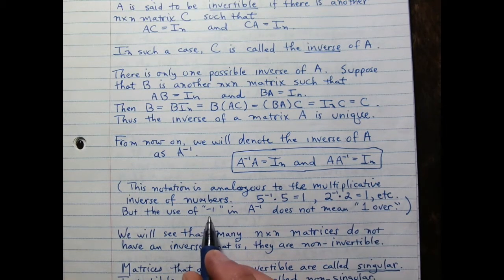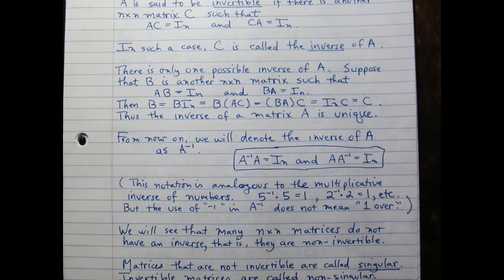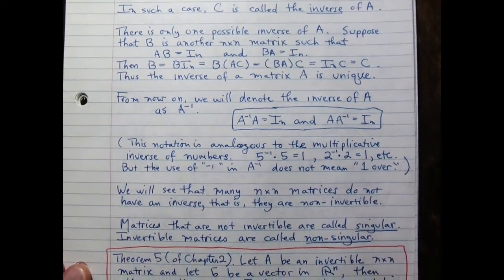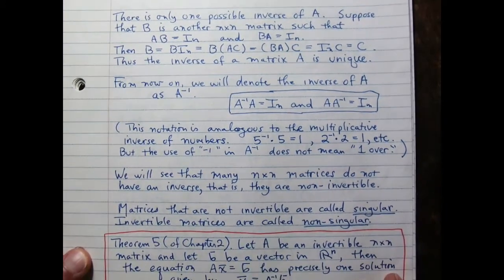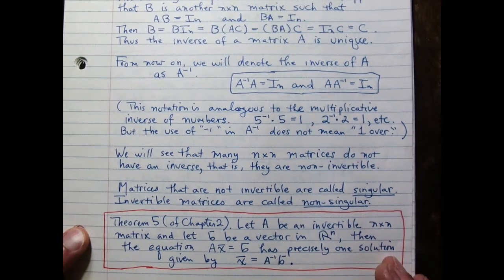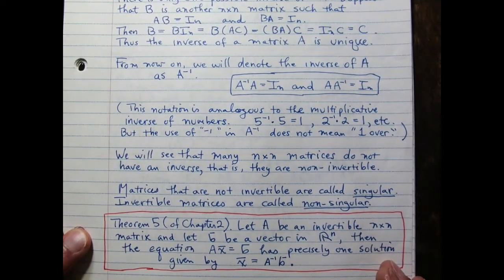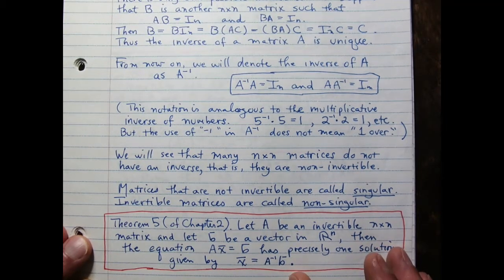But the use of the minus 1 in A to the minus 1 does not mean 1 over. There's no such thing as 1 over a matrix. It's not defined, it's never defined. That's never going to happen. So there are some connections with numbers, but not a total connection. It kind of reminds me of when we say an inverse function, right? When we write f to the minus 1, we do not mean 1 over f.